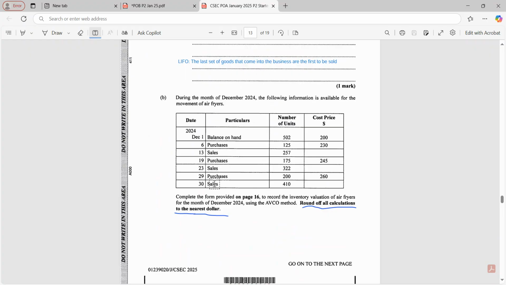So now we're at the 29th. We did some purchases and the number of units is 200. The cost is 260.